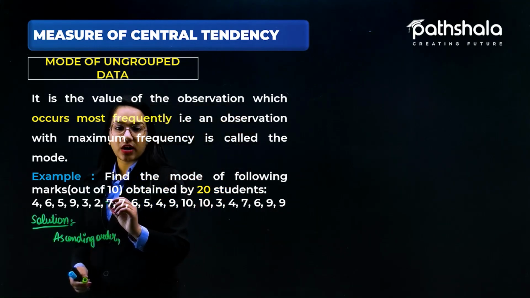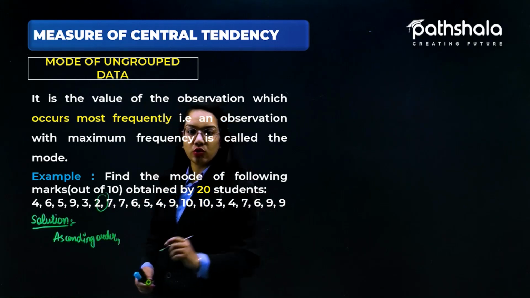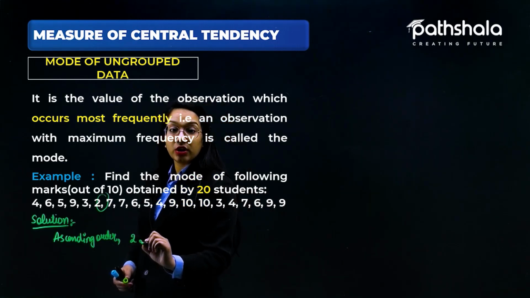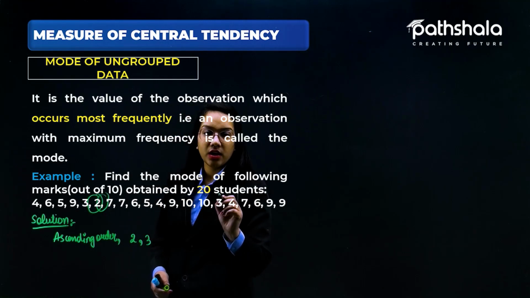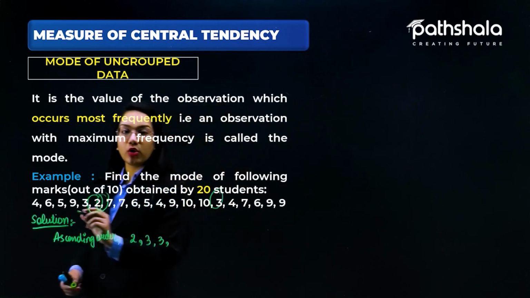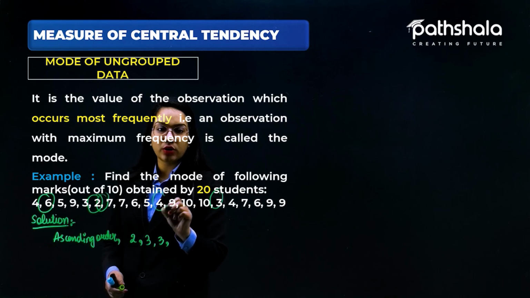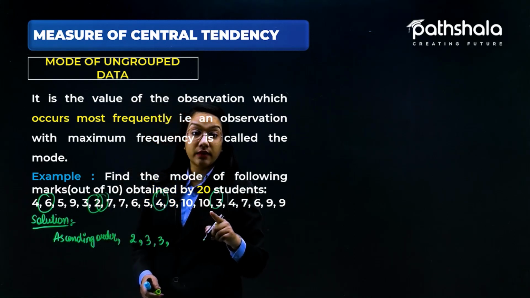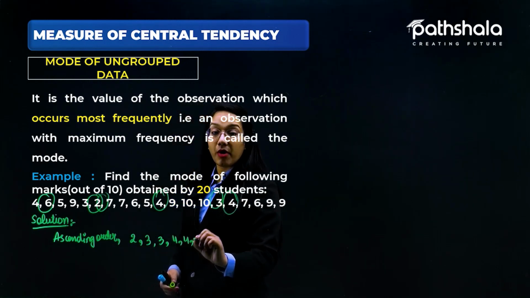Starting with the lowest value, 2, let's see how many times we have 2. We only have 2 one time. Further, 3 is coming 2 times. Then look out for 4. We have 4 three times, so 4, 4, 4.